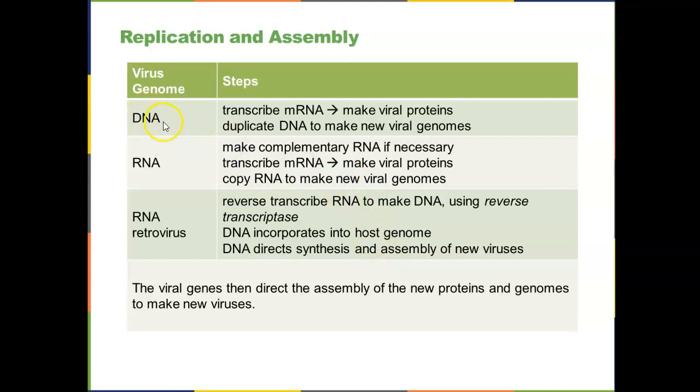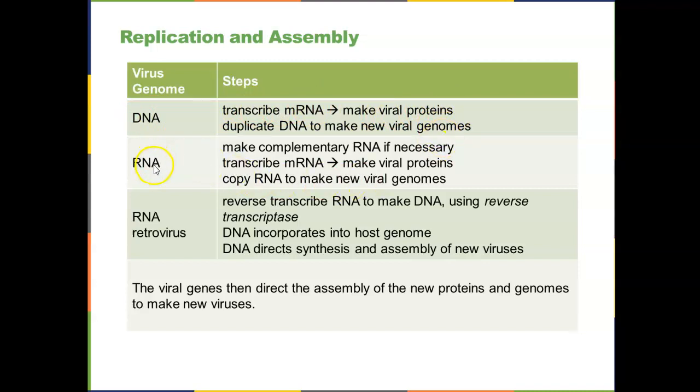So, generally speaking, replication and assembly. What does a DNA virus do? Well, the standard answer is, you're going to duplicate the DNA to make a new virus. So that hijacks the DNA copying apparatus of the host cell. Plus, to make the capsid protein for the virus, we need to transcribe some of the genes on the virus genome into messenger RNA to make those capsid proteins.